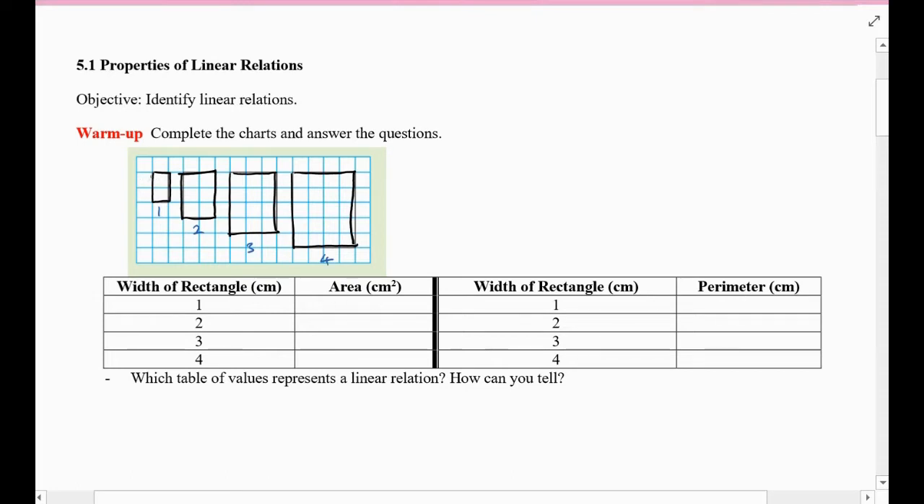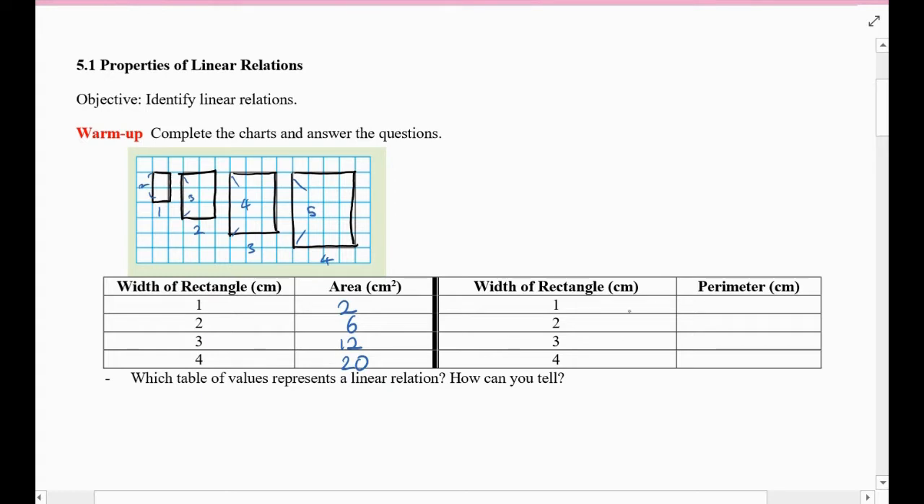So 1 times 2 is 2. 2 times 3 is 6. 3 times 4 is 12. 4 times 5 is 20. So the area of the rectangle is 2, 6, 12, 20.